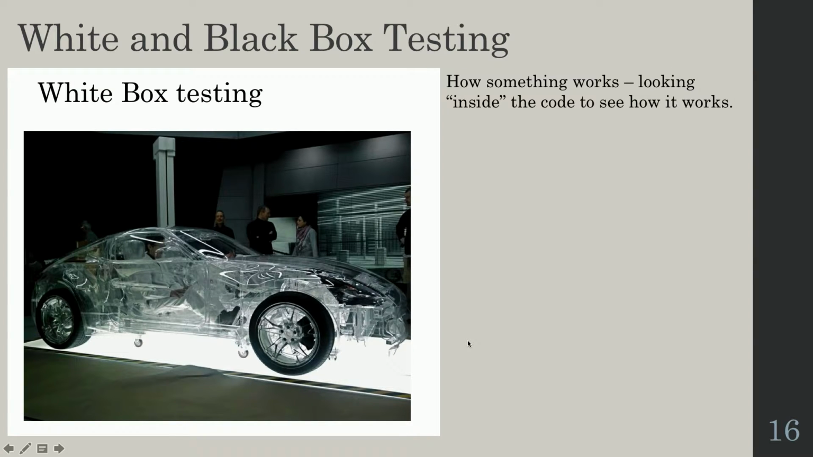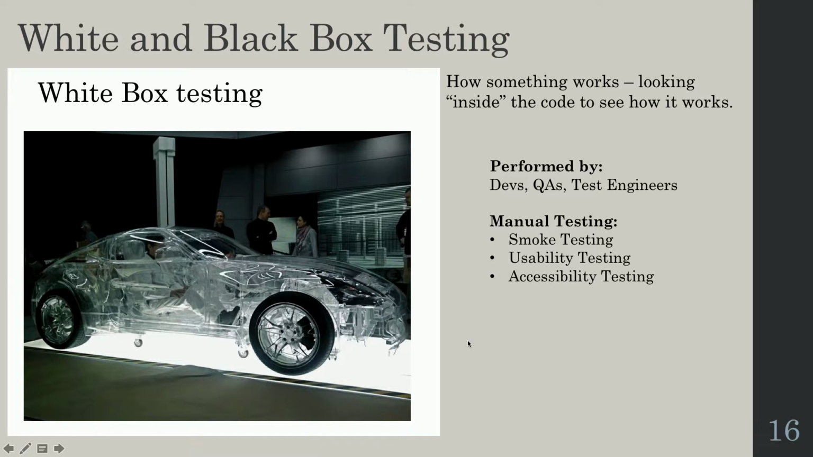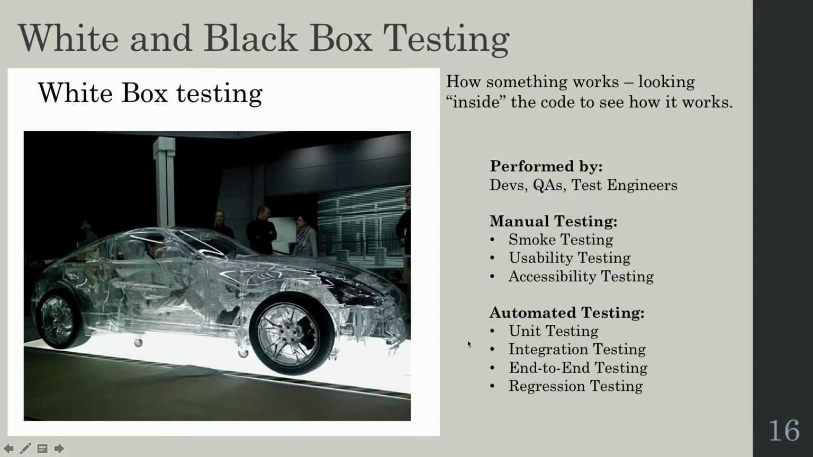And white box testing is, again, being able to see inside how something's working, performed by devs, QAs to a limited degree, and test engineers. So again, there's ways you can manually test things and automated ways you can test things. And these are really general categories, so you can make arguments for a lot of these going one way or the other. But since I'm the one with the laptop, we're doing this my way.